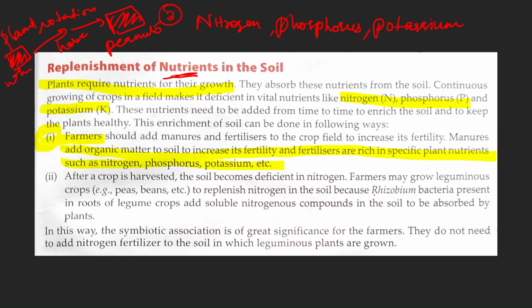So rhizobium bacteria present in the roots of legume crops add nitrogenous compounds. In this way, symbiotic association is of great significance for the farmers. It is most beneficial for the farmers. They do not need to add nitrogen fertilizer to the soil in which leguminous plants are grown.